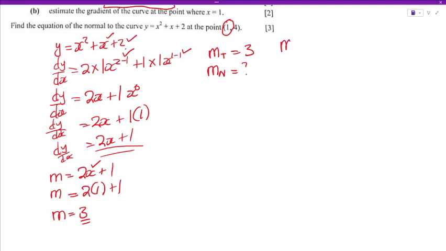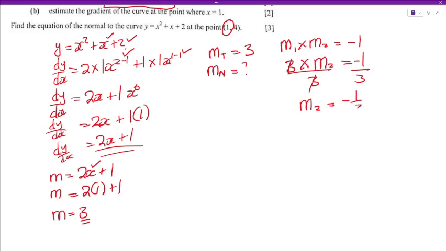We are going to employ the coordinate geometry formula, m1 times m2 is equal to -1. m1 is the gradient of the tangent, which you have as 3, times m2, which is the gradient of the normal. That is what you're trying to find. You divide both sides by 3. The 3's cancel, meaning the gradient of the normal is going to be equal to -1 over 3. Having found that gradient, you can now say y minus y1 is equal to m times (x minus x1).